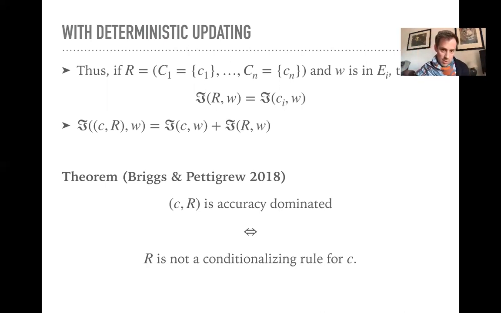And when your credence function is deterministic, and usually your updating rule is deterministic, then Ray and I showed that the pair of them is going to be accuracy dominated just in case the updating rule is not a conditionalizing rule for C. What does accuracy dominated mean? It just means there's some alternative pair, an alternative prior and an alternative updating rule, such that when you put those together, their joint inaccuracy is less than the joint inaccuracy of your pair.